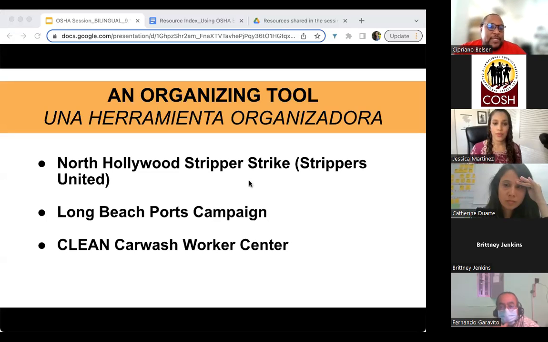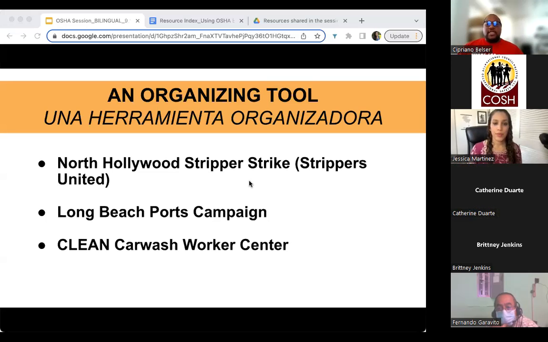Another example is the Long Beach Ports campaign, which is rife with misclassification. That's a huge issue with port drivers here in Los Angeles. In assisting one of the organizers on this campaign, they submitted a Cal-OSHA complaint, and they immediately got a response back saying that their driver, because of the relationship, isn't considered an employee. They were essentially being misclassified by Cal-OSHA.